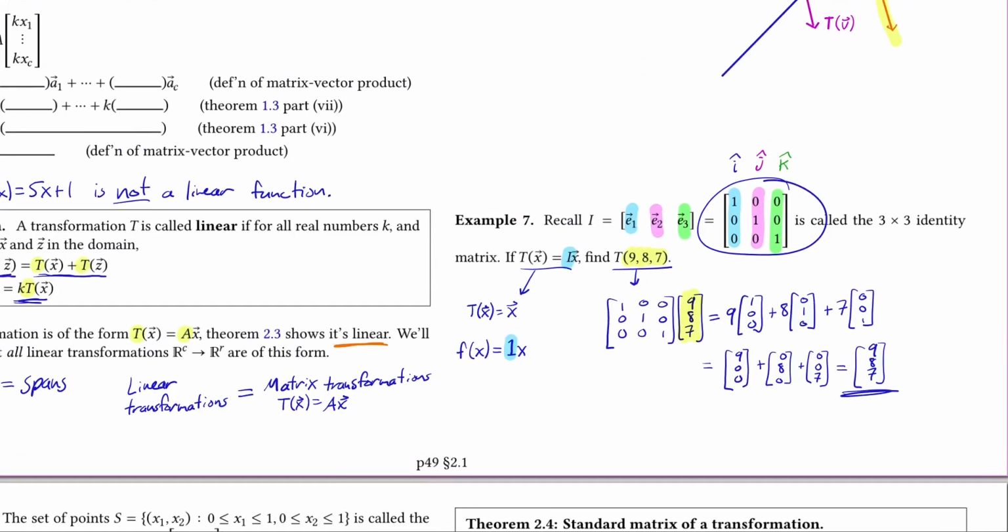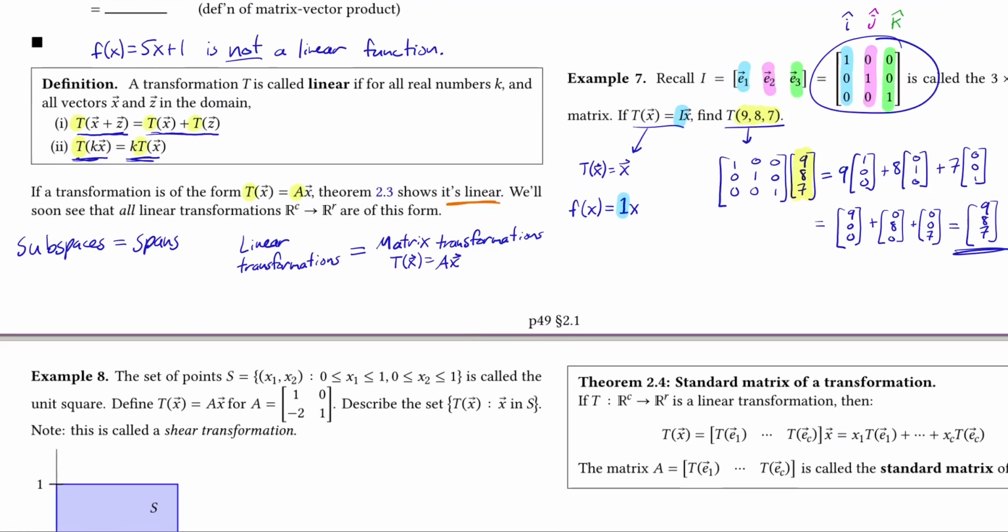Okay, that's a good point to take a little break. We'll split up this section into smaller videos. In the next one, we'll look at a more complicated example.